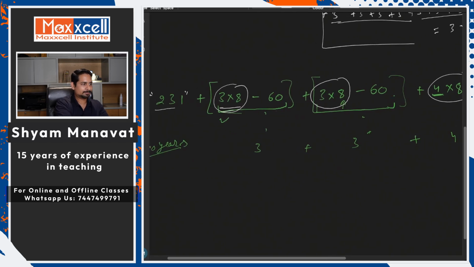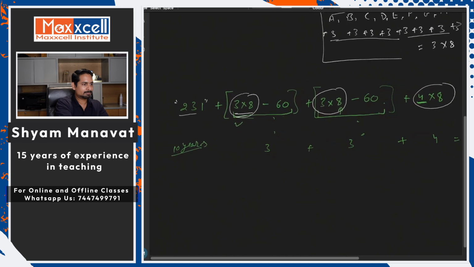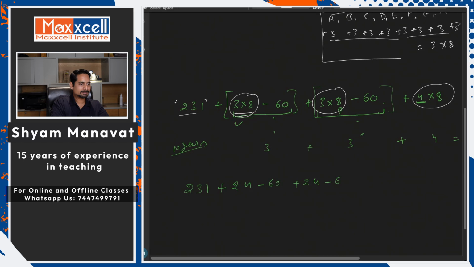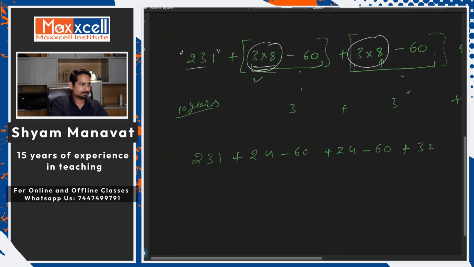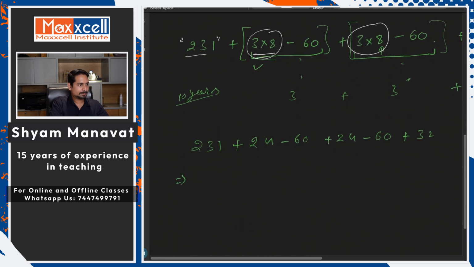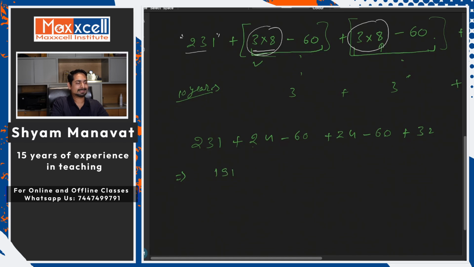So now you just need to simplify this and find the average. How will you simplify this part? Tell me. If you add this 231 plus 24 minus 60 plus 24 minus 60 plus 32. Okay, can you simplify this part? Okay, so this is 60, 60, 120. So 120 gone. You got 111 plus 24, 48. 48 plus 32 is 80. So this will become 191. All right, this is 191.